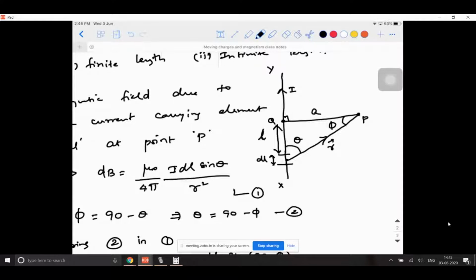Similarly, depending on the place where you take this dl, the value of r keeps changing. For example, if I take the dl here, if I say this is r, if I take the same dl here, might be this is r to some other distance. So r is a variable from point to point.